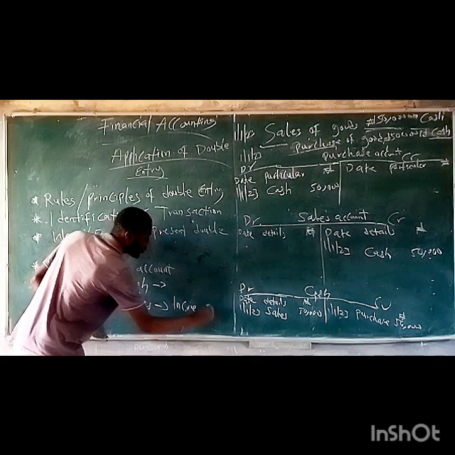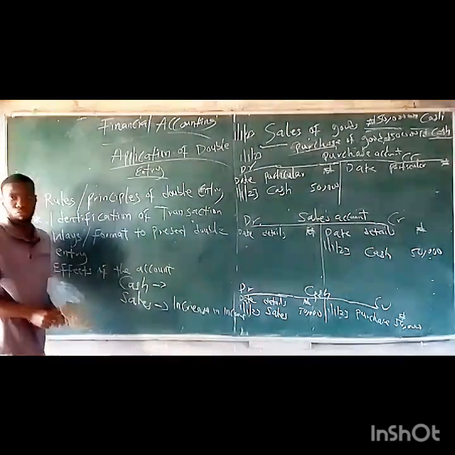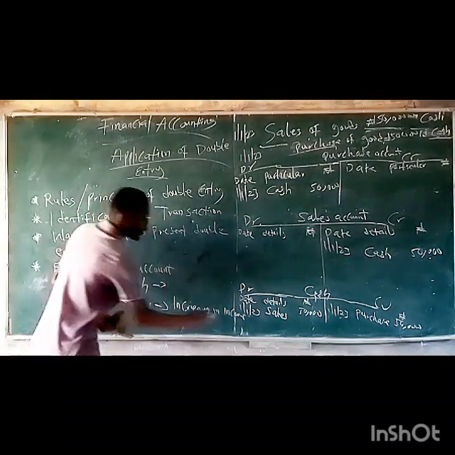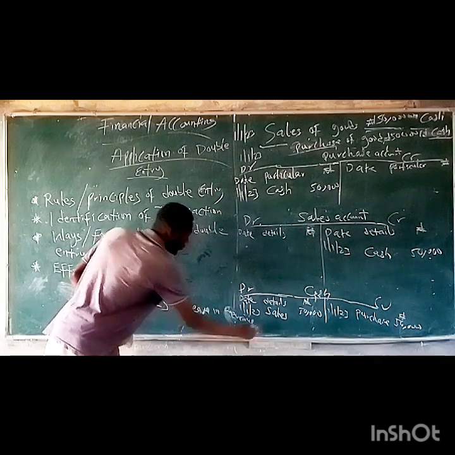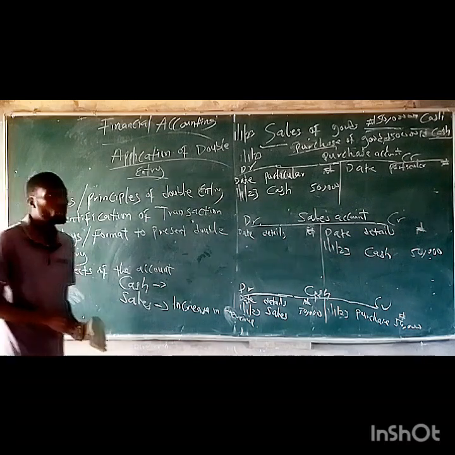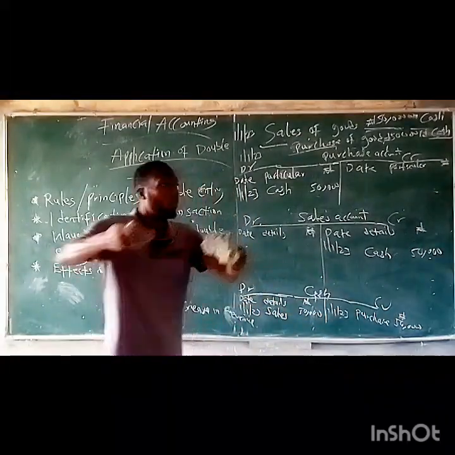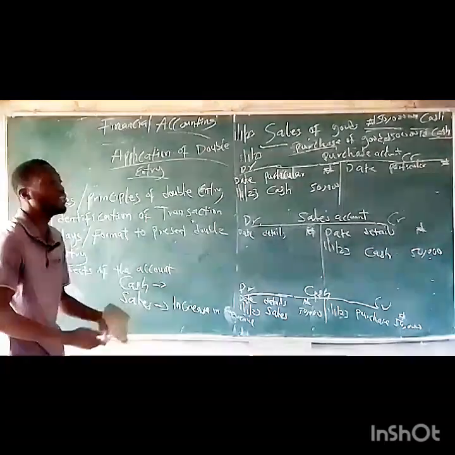The effect there will be an increase in income or revenue. Majorly we call it revenue. Why? That's another word for sales. So increase in revenue. Now if you look at the cash, what will happen to the cash? The cash will also increase. That is, you are making more sales, then your money is also what? Increasing. So you are making more sales while your cash is increasing.